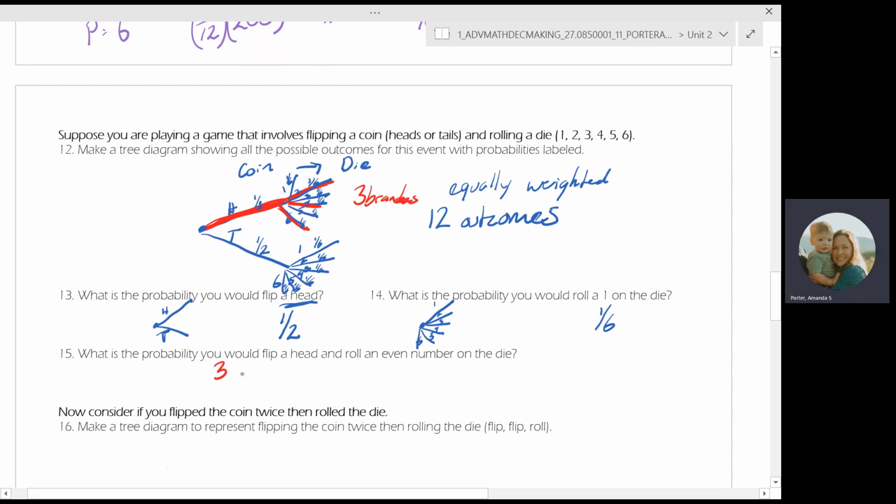So 3 out of my 12 would be 1 out of 4 as a probability. Again, you can put it as a decimal if you would prefer.